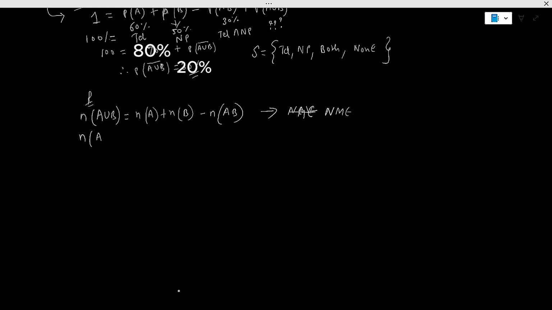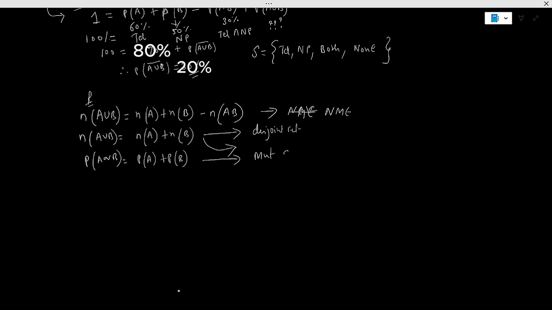But if A intersection B is equal to 0, then the events A and B are called mutually exclusive events, and in that case the cardinal number of A union B is equal to the cardinal number of A plus the cardinal number of B. In set notation, set A and set B are called disjoint sets, and in probability, such events A and B are called mutually exclusive events. More precisely, for mutually exclusive events A and B, the probability of A union B is equal to the probability of A plus the probability of B. Through the above three relationships, we are clear about the notion of mutual exclusiveness of any two events.